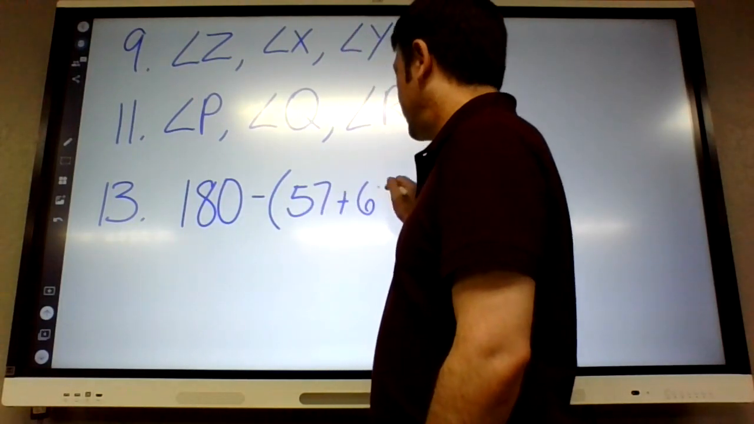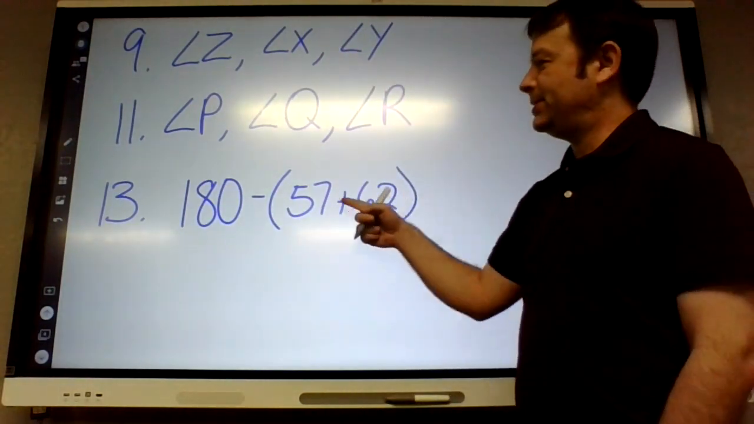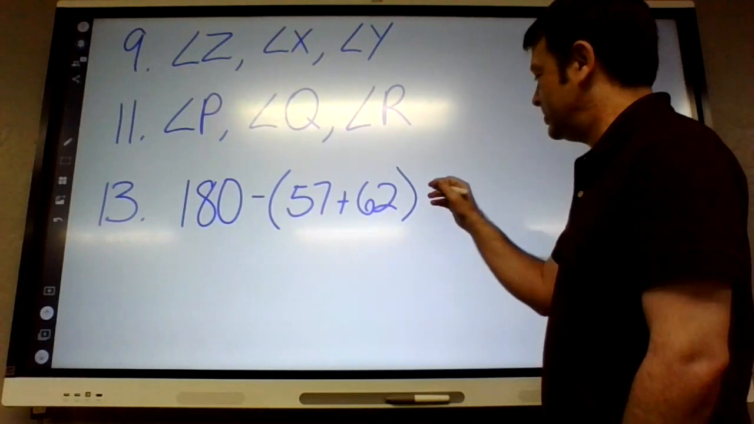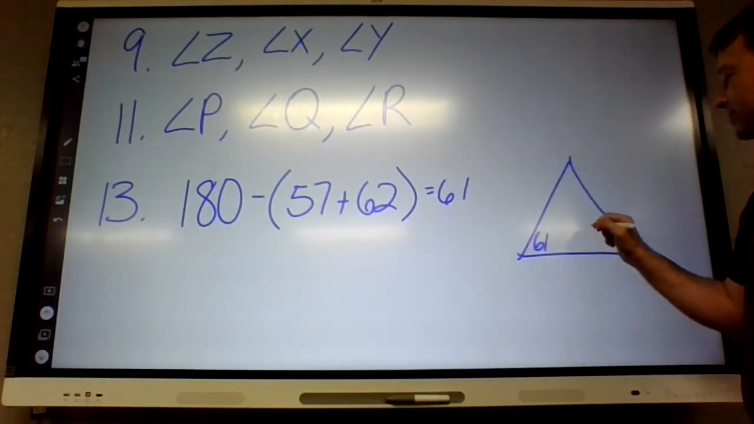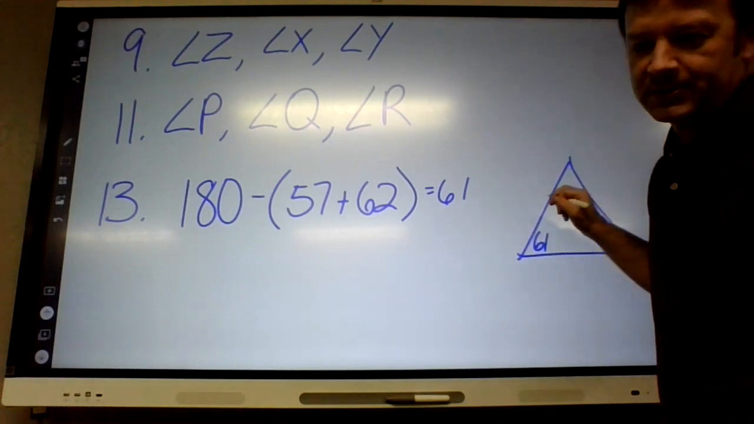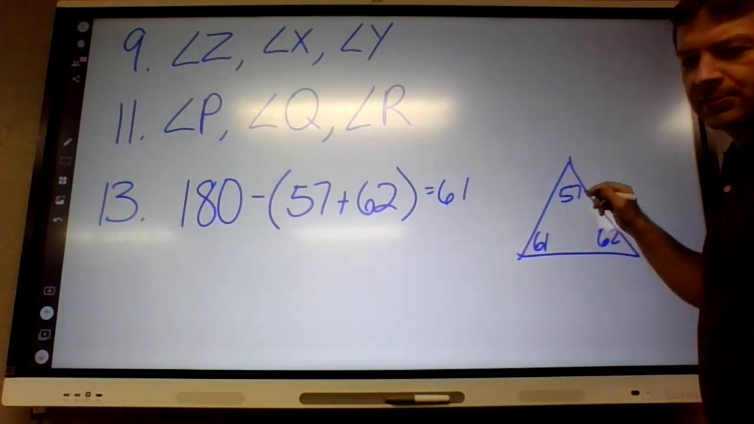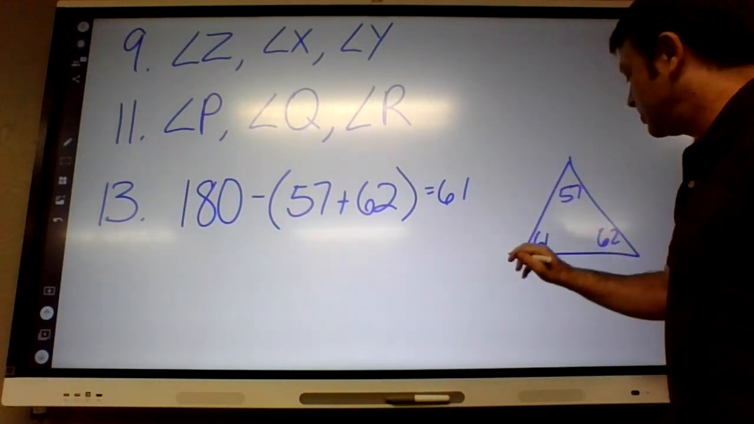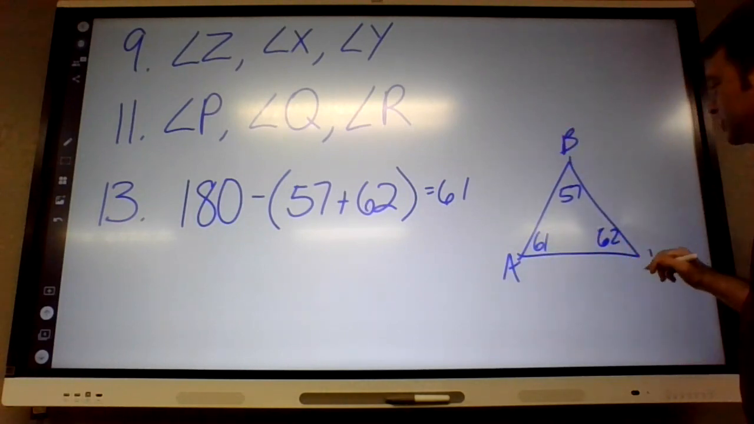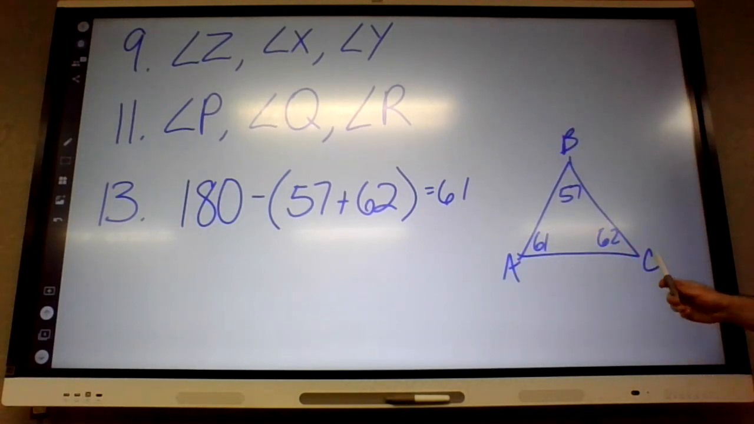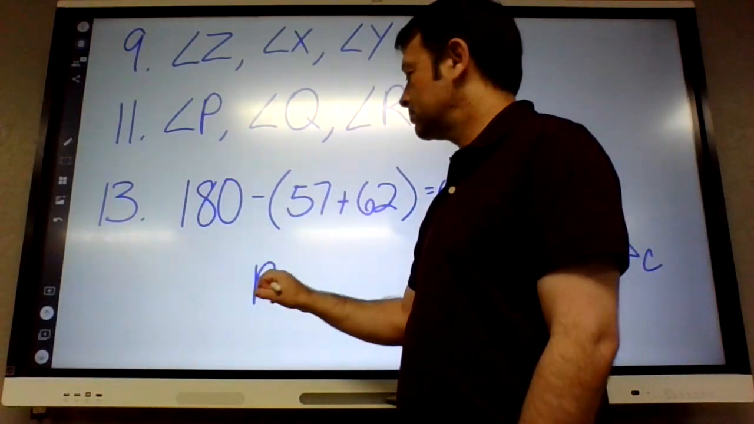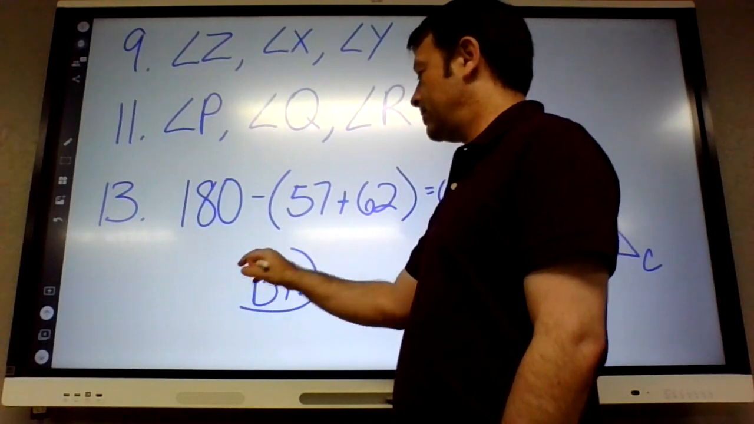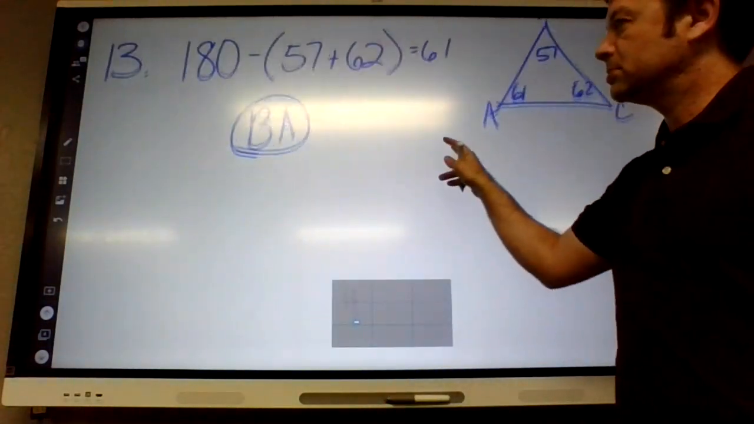Okay, so that's like 119. 180 minus 119 is 61. So therefore, that's a 61, that's a 62, and the other one was a 57. So, was it ABC? What must the largest side be? BA. Boom. Alright, that one only has one answer.